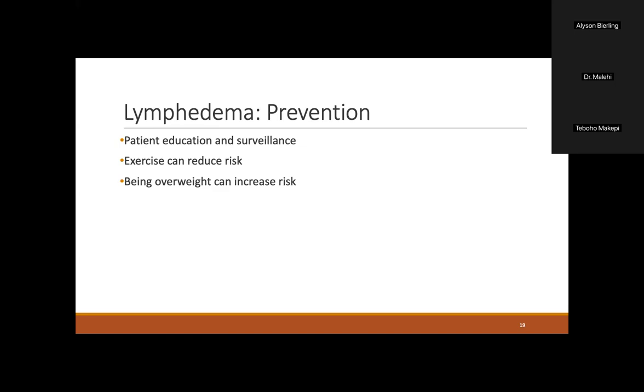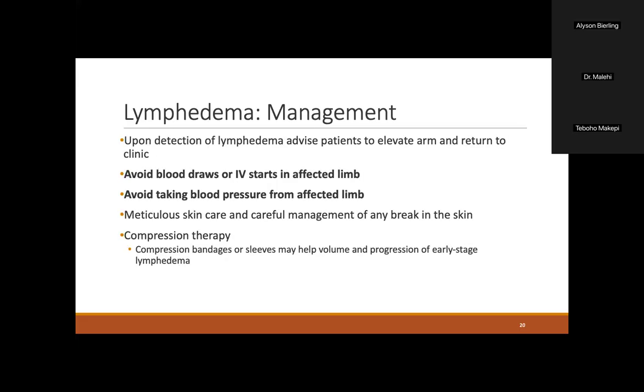Exercise can reduce risk, so encouraging exercise post-operatively can be helpful, and alternately being overweight can increase the risk. So in patients that do develop lymphedema, how do we manage those patients? Immediately upon detection of lymphedema, patients should be advised to elevate the arm and return to clinic.